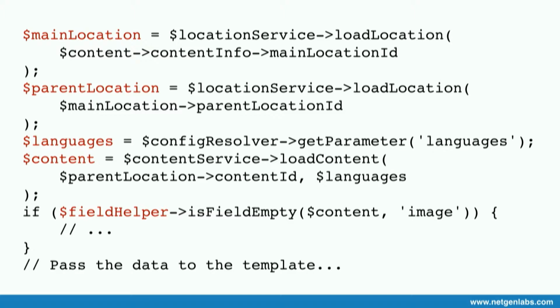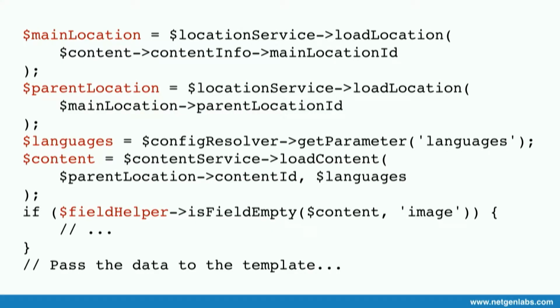But you also need the language configuration. So you need to fetch the language configuration through the config resolver, and then use the content ID of the parent location and the language configuration to load the content. Once you do this, you need to use a special kind of helper to check if the image field is empty. And some other stuff, basically, you will need to prepare the data, pass it to the template, and then present it in a template. There is no way to do any of this in the template.